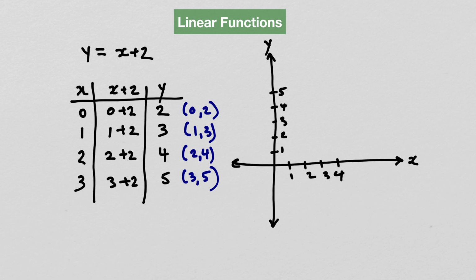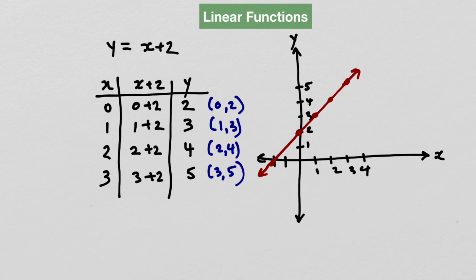So let's go ahead and plot this. 0, 2 is right here. 1, 3 is over here. 2, 4 is right there. And 3, 5 is right here. And when we graph or connect the dots, we get this.